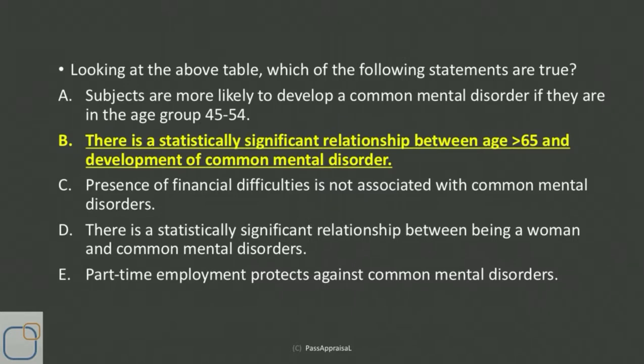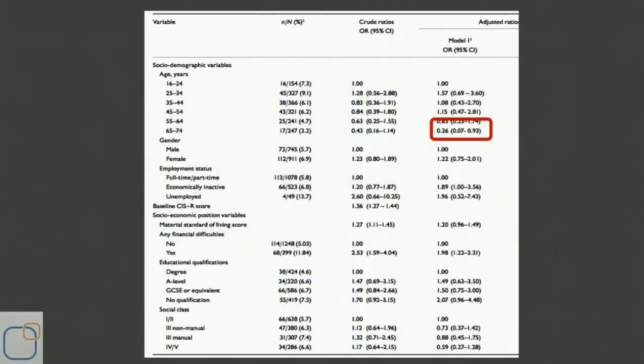So we can conclude the statement that is correct is: there is a statistically significant relationship between age greater than 65 and development of a common mental disorder. All other statements are false. Subjects are not more likely to develop a common mental disorder in the age group of 45 to 54. Financial difficulties was associated with mental disorder, so this is also false. The statistically significant relationship between being a woman and common mental disorder is false as well. Part-time employment protects against common mental disorder is also false. So you can look at those tables to see why these are false.